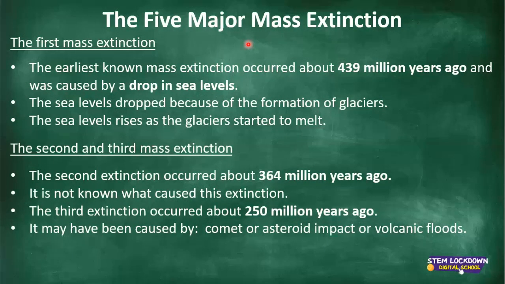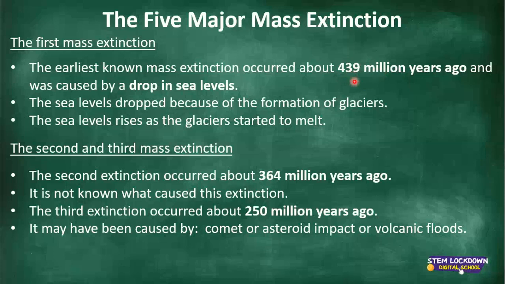So the five major mass extinctions, pardon me for that. So we have the 5 major mass extinctions that took place. And you should know these 5 major mass extinctions and be able to explain them when given a test or an exam. So they might ask you to explain what happened during the 3rd or 4th mass extinction and when did it happen.